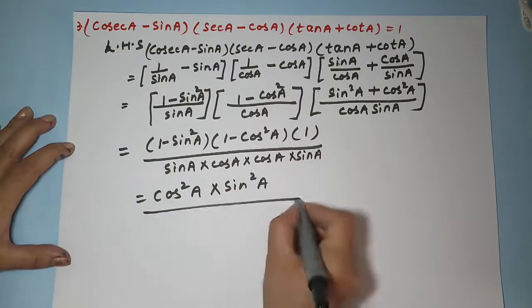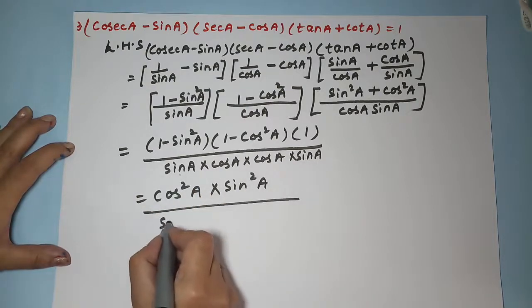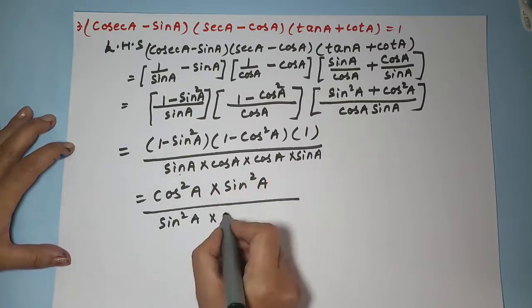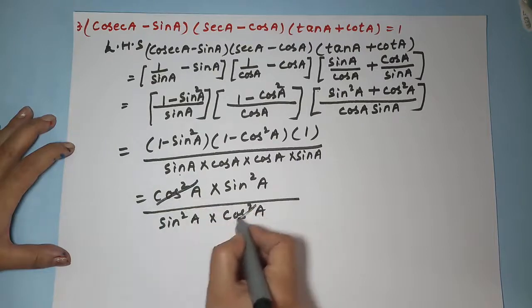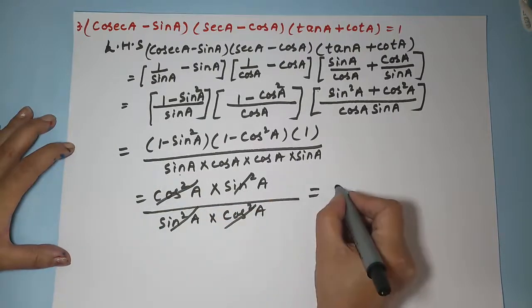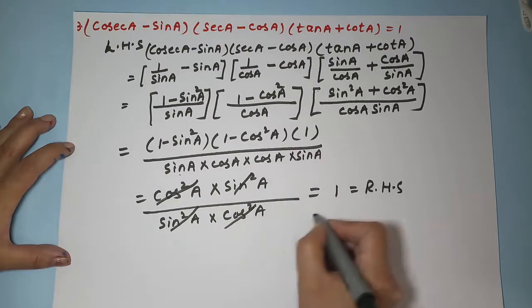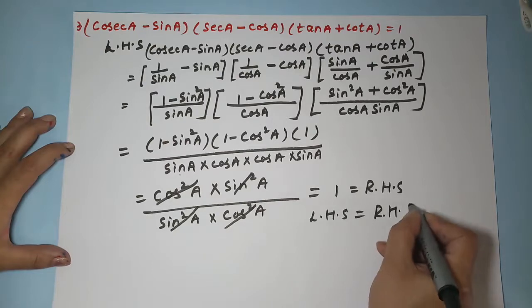Now let me check what I have in the denominator. Sine A into sine A is sine square A, and cos A into cos A is cos square A. So I can get rid of this and I got 1, which is my right hand side. So I have proved my left hand side equal to right hand side. Right?